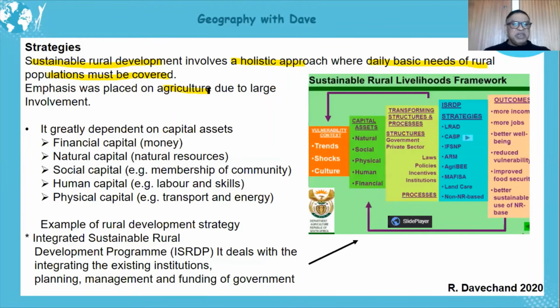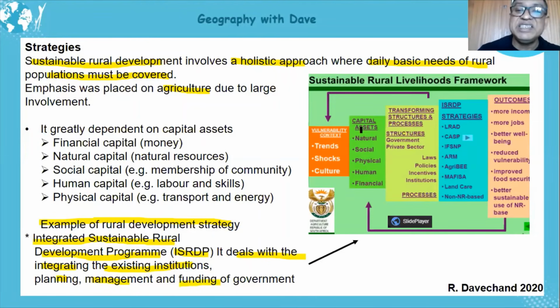So I'm going to give you an example. I know this doesn't appear in the exam guideline as a rural development strategy. What happened here is they combined the rural development strategies into the Integrated Sustainable Rural Development Programme, known as the ISRDP. I know it doesn't appear in your exam guideline, but you have to look at examples to give you an idea. It deals with the integrating of existing institutions, planning, management, and funding.